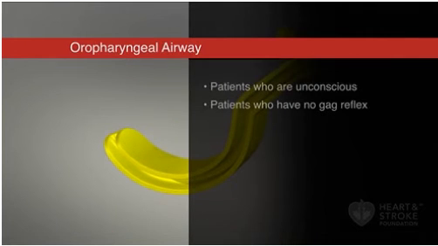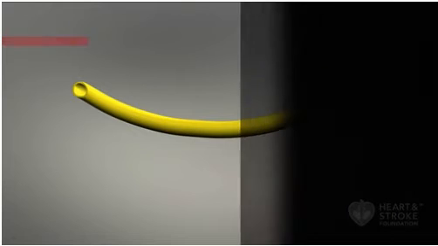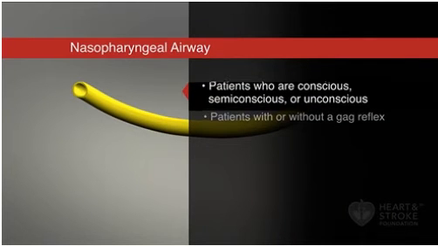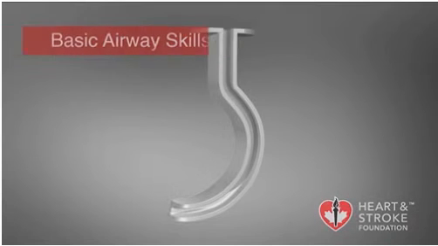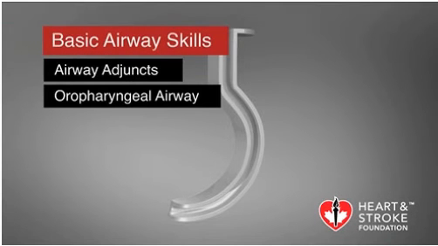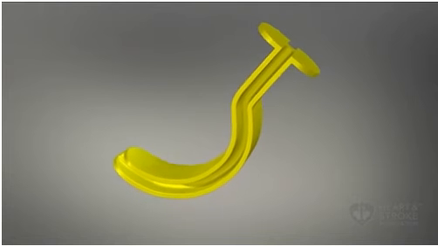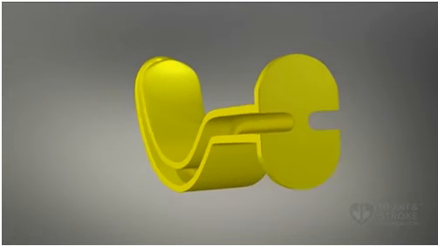OPAs are commonly used for patients who are unconscious and have no gag reflex. NPAs may be used for conscious, semi-conscious, or unconscious patients with or without a gag reflex. The OPA is a J-shaped, single-use, disposable plastic device. OPAs are available in various sizes, with the most common adult size ranging from 8 to 10.